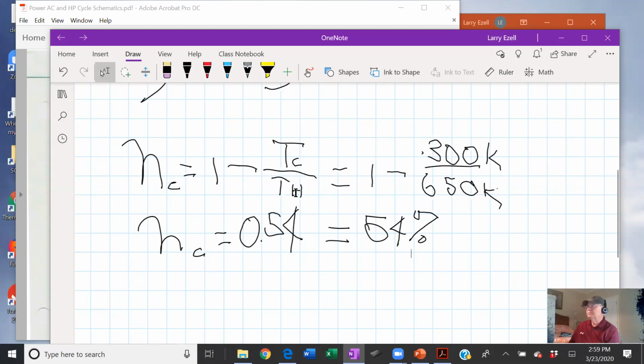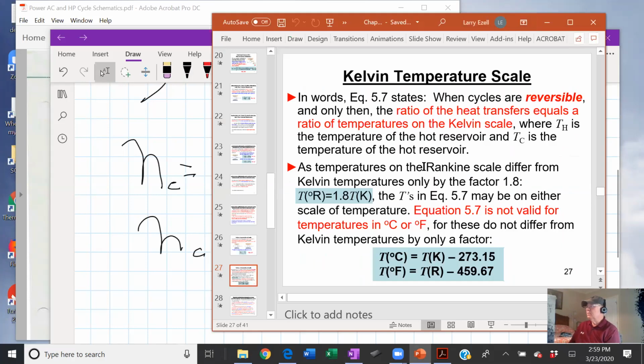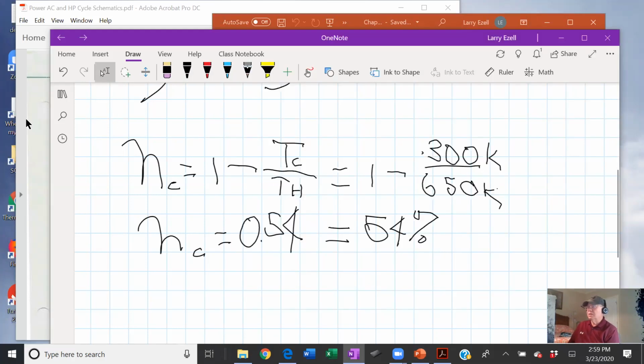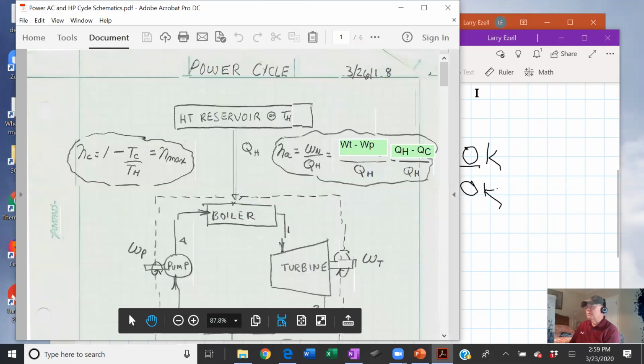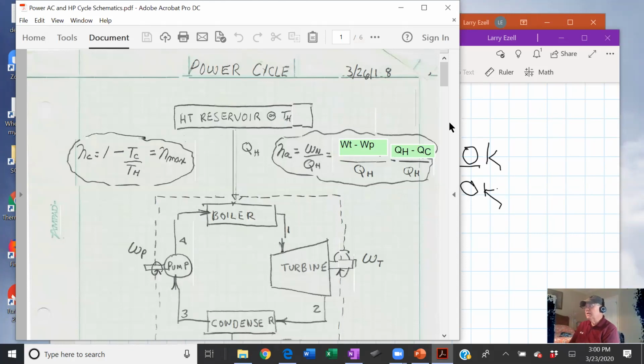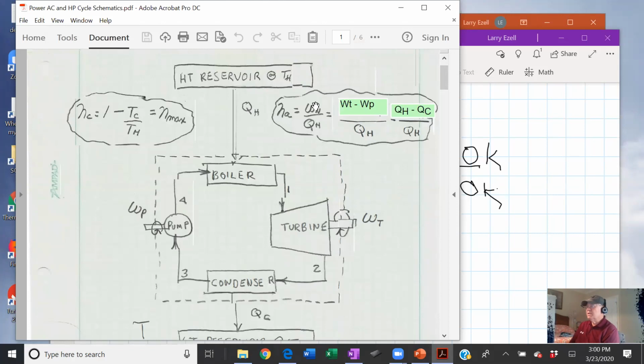All right. Let's see if I can find my slides again. No, that's not what I was working on here. So that's the Carnot efficiency based on temperatures. Here's the actual efficiency based on actual values or measurements. It's the net work over QH.